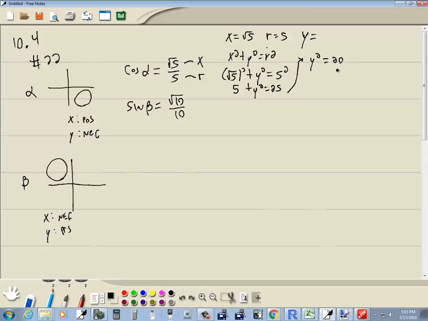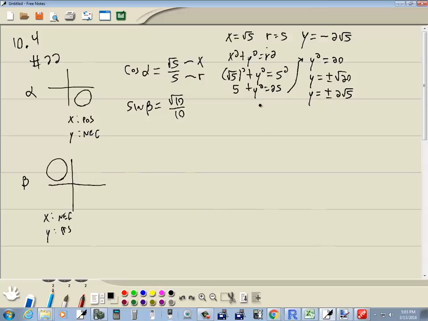I take the 5 over. And we get y is equal to plus or minus square root of 20. Or y is equal to plus or minus, that's 2 times 5. So that gives us 2 square root of 5. Now down here we said our y values are negative, which means we're going to use y is equal to negative 2 square root of 5.